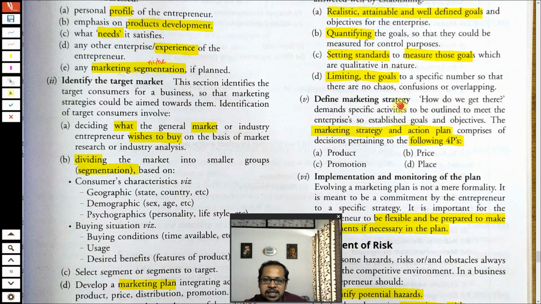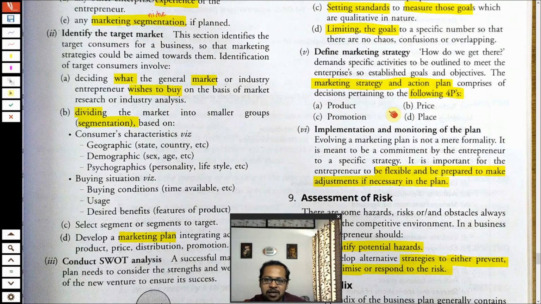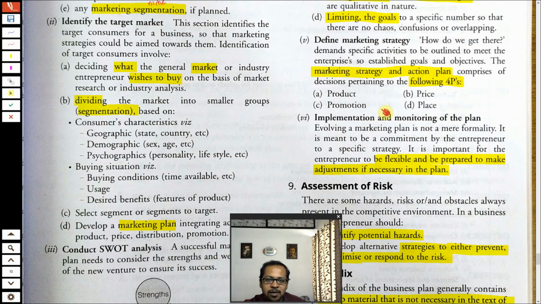So basically in any marketing strategy there are 4 P's which we have already learned: product, price, place and promotion. Okay, so there is already a separate chapter, chapter number 9, marketing mix, and we have already learned that chapter. And finally, implementation and monitoring.